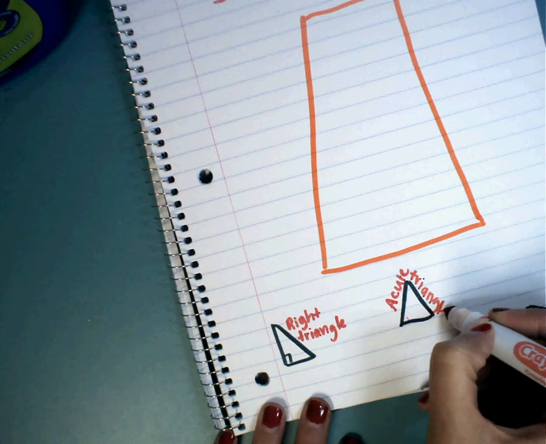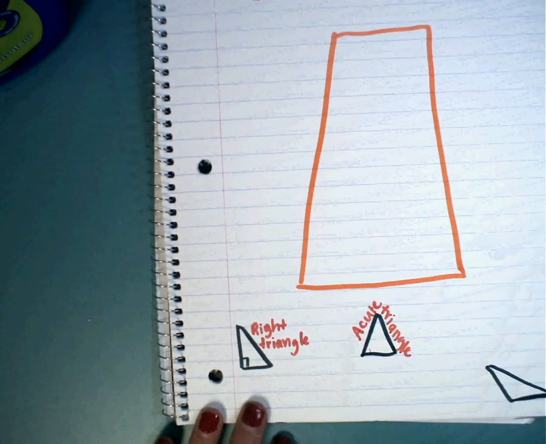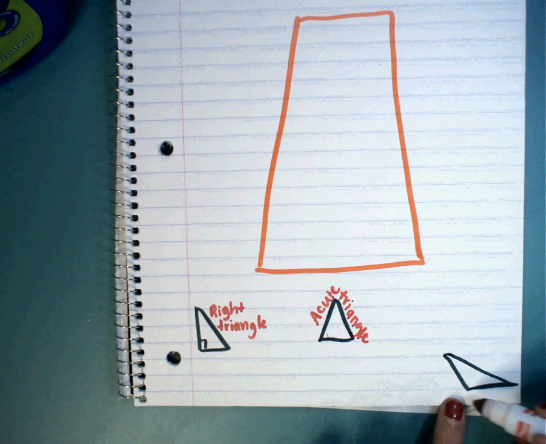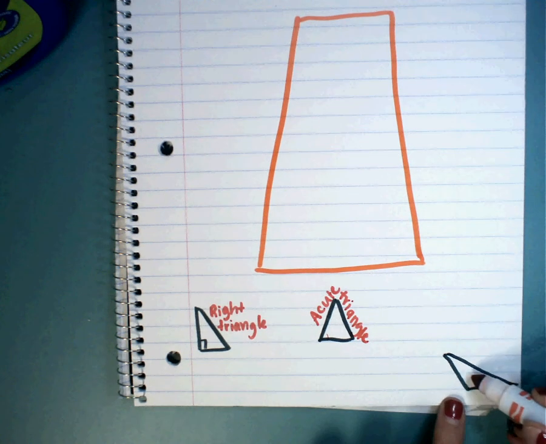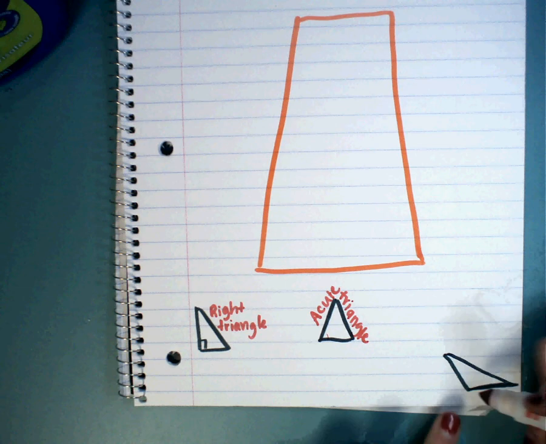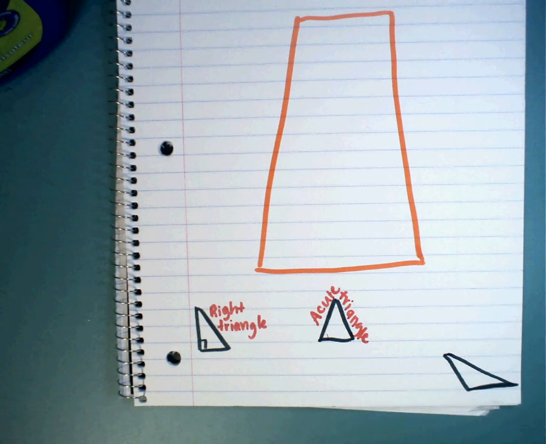And lastly, we have this one right here. What do you notice about this angle right here? What kind of angle is it? An obtuse angle. So what do you think this kind of triangle is called? How about an obtuse triangle? Obtuse triangle.